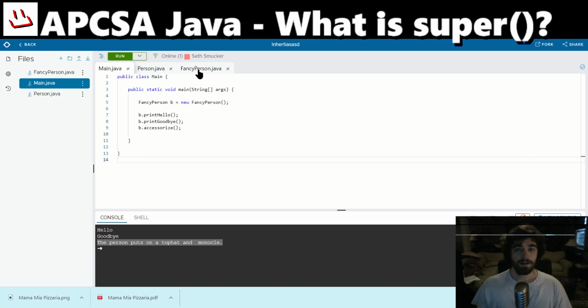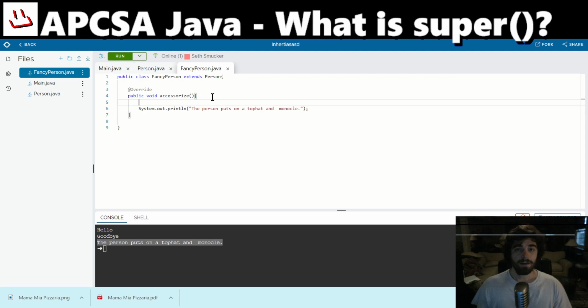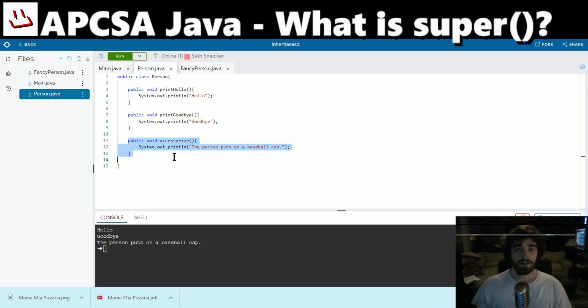Now instead, what we could do is we could say super dot accessorize. Watch this. I'm going to comment this out. This is very interesting. When I say super, it says go to the parent's class and run its accessorize. Okay? Now I commented this out because it would do both, right? So it jumps over to here to person and runs this function.